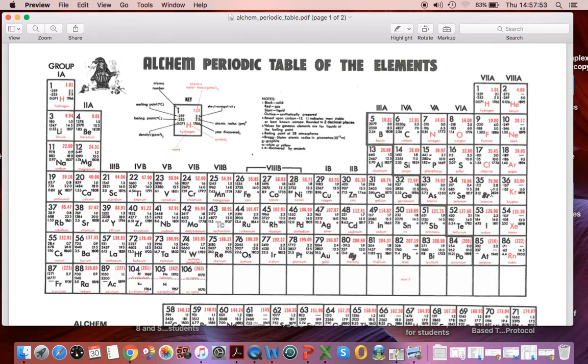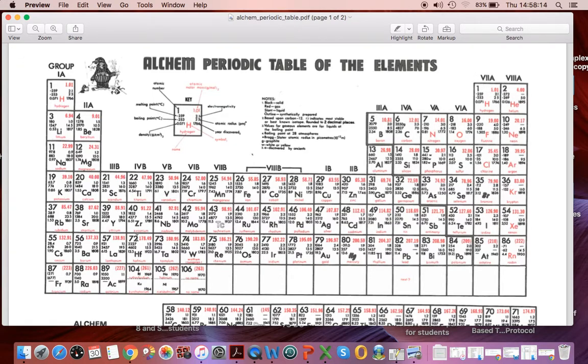If I head over here to bromine, well, 35 protons, 35 electrons. 1, 2, 3, 4, 4th period, so it's going to have 4 layers of electrons, and it will have 7 outer electrons. VII means 7.